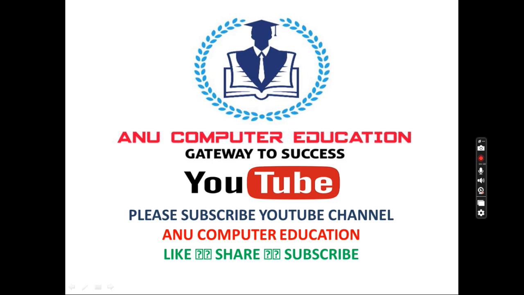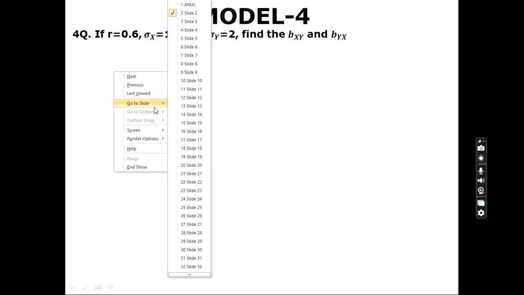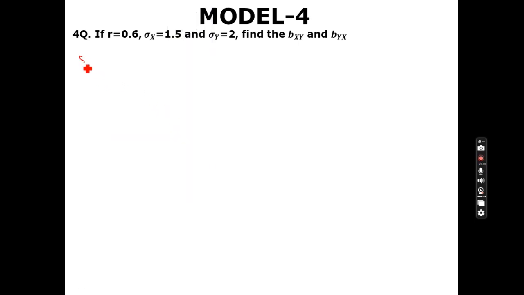So now without wasting further time, I am going directly to the questions. What is given in the question? Understanding the question is very important. This is the model number 4 problem. These are short answers. Model 1, model 2, model 3 are called long answers, and model 4 is called a short answer. So first read the question.